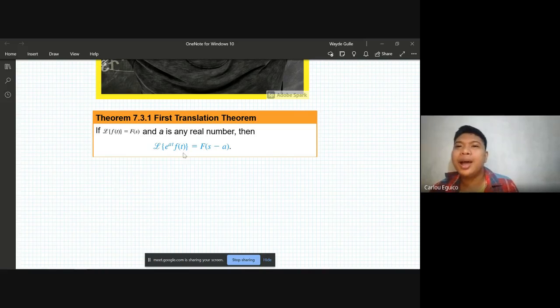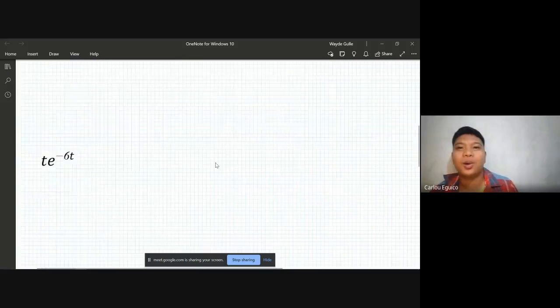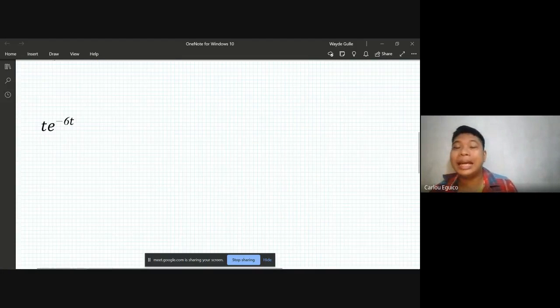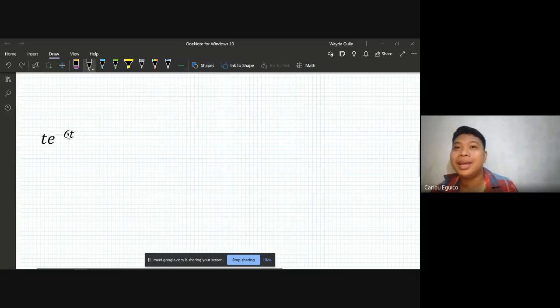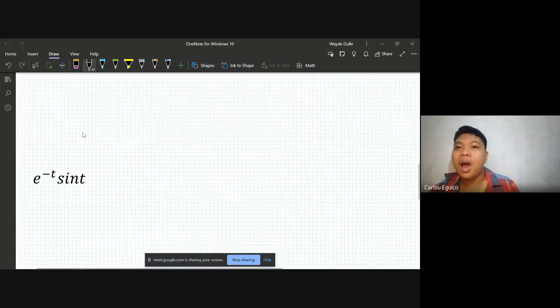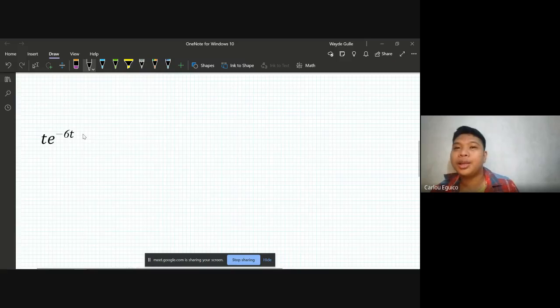To further understand this theorem, we're going to solve our first example. We're going to give you three examples to see how first order translation on the s-axis can be solved. So first we have t e raised to negative 6t.